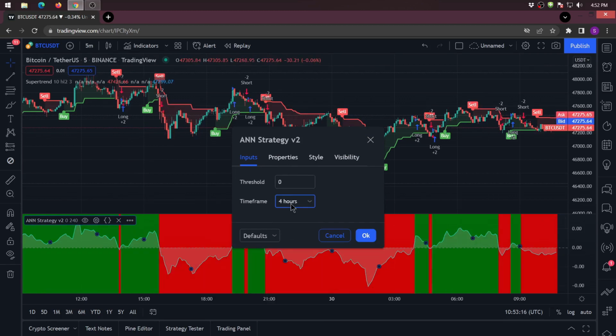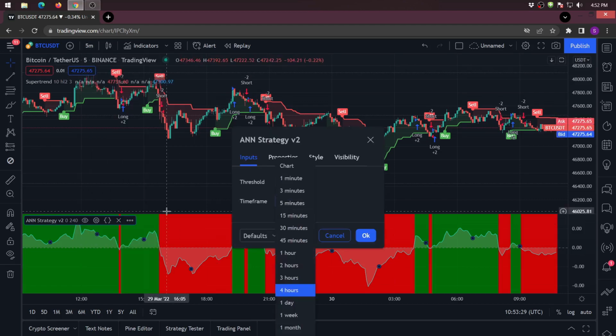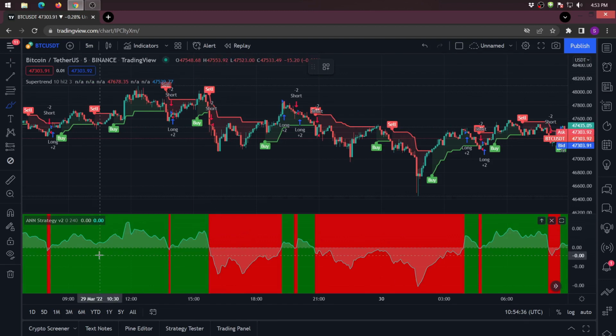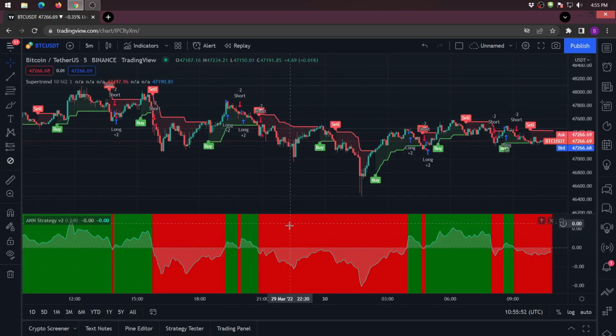And if you use a 1 hour time frame on the chart, you can use a 6 hour time frame on the ANN strategy. And in the ANN strategy, you can see two colors, one is green and one is red. Green means the market is bullish and red means the market is bearish. When the market stays bullish, we just take buy signals from Supertrend, and we reject all the sell signals from Supertrend. And when the price stays bearish, we just take all the sell signals from Supertrend and we reject all the buy signals from Supertrend.